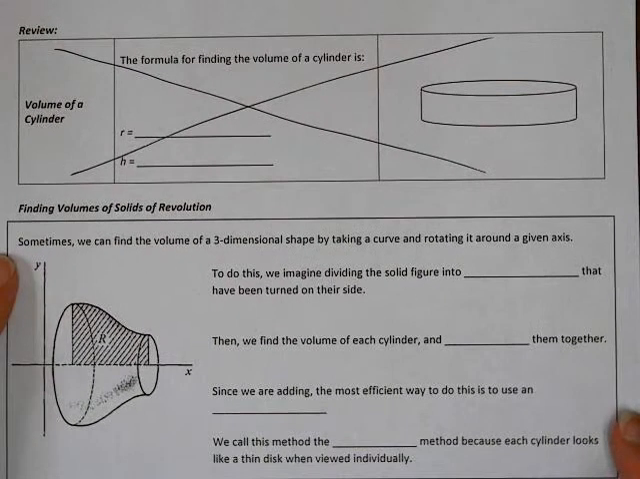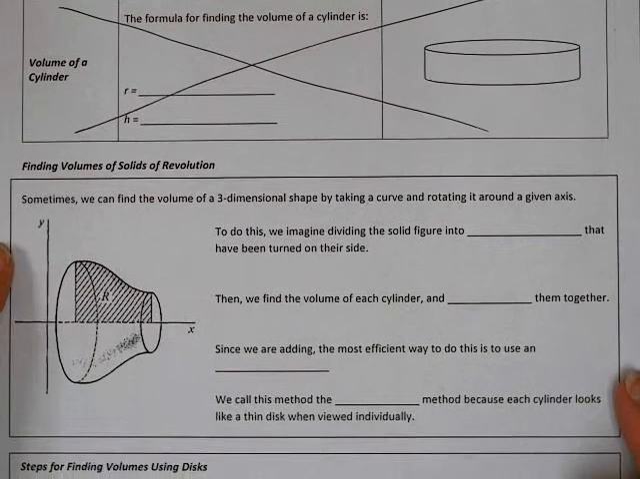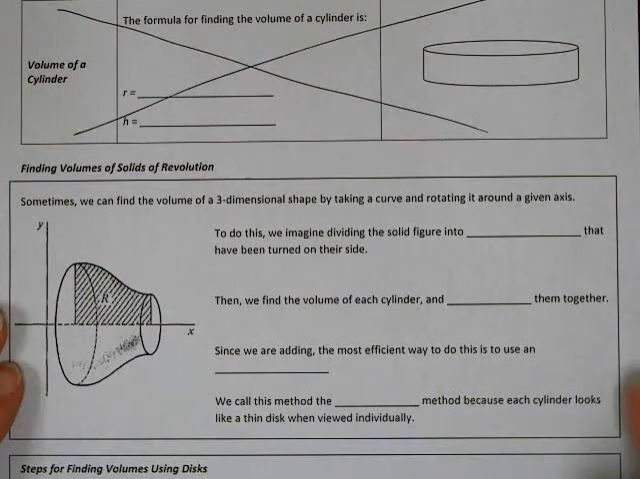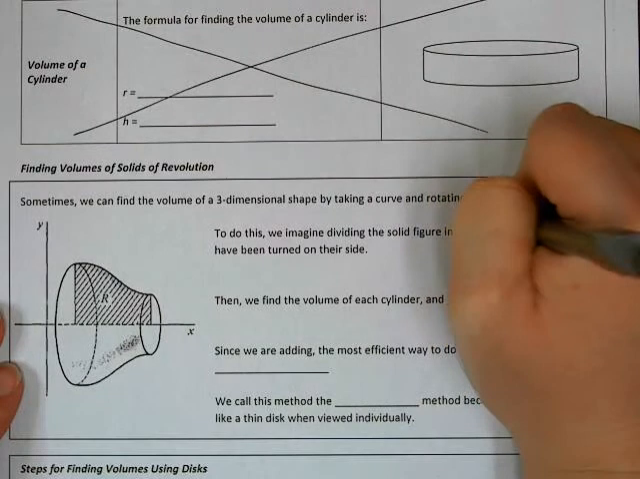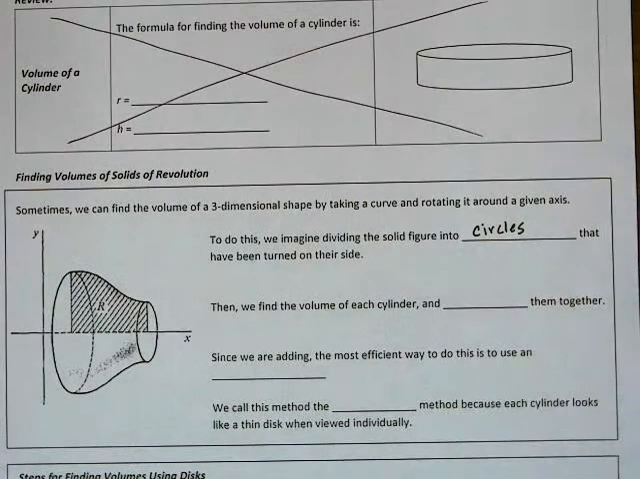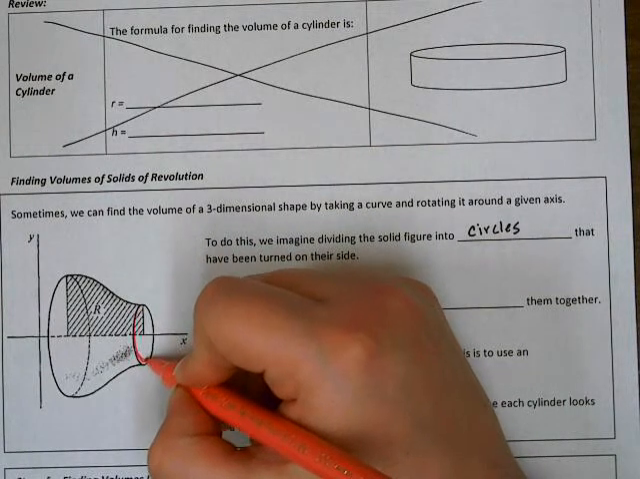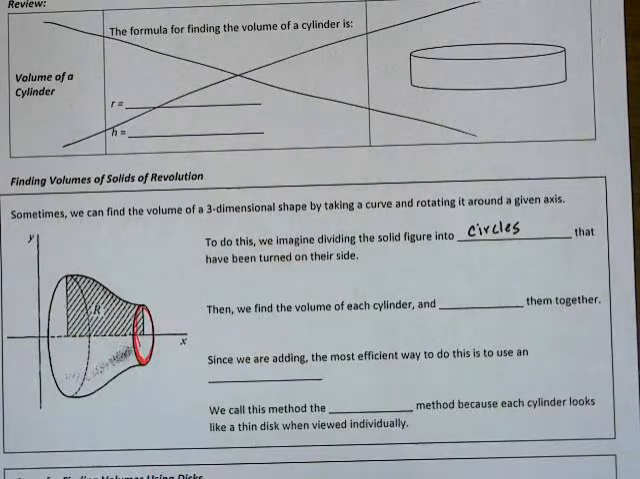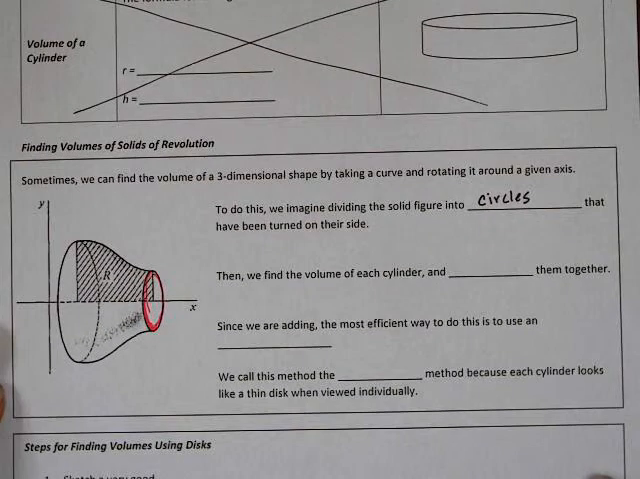So sometimes we can find the volume of a three-dimensional shape by taking a curve and rotating it around a given axis. To do this, we imagine dividing the solid figure into circles that have been turned on their sides. So really what we're looking at is this right here is one cross section, and all of our cross sections are going to be circles for these problems.